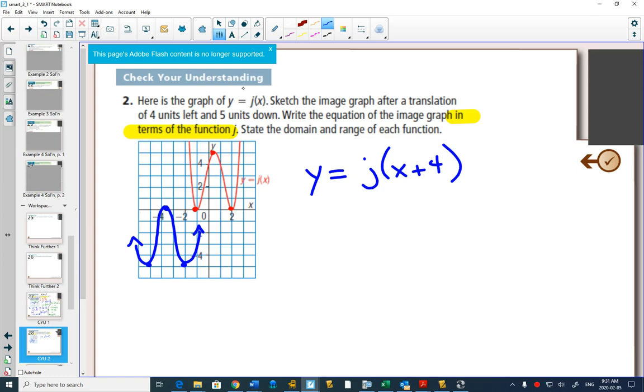Because we remember that inside the function, it's opposite. So 4 to the left would be a plus 4. And then 5 units down, that would happen outside of the function afterwards, minus 5. Okay? I've now done the write the equation, state the domain and range of each function.